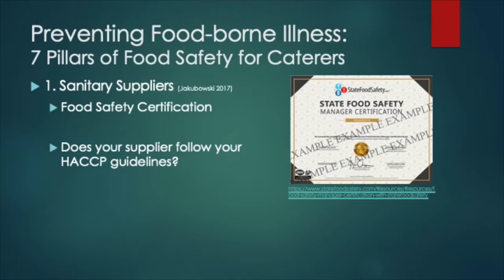The first pillar is sanitary suppliers. Your food supplier needs to have some reliable form of food safety certification to indicate that their food is meeting quality standards for freshness and isn't being contaminated, especially if you're working with higher risk foods like the ones we've mentioned previously. You also want to make sure that your standards are at or higher than the HACCP guidelines. By doing this, you can ensure that your food isn't contaminated before it even reaches you.